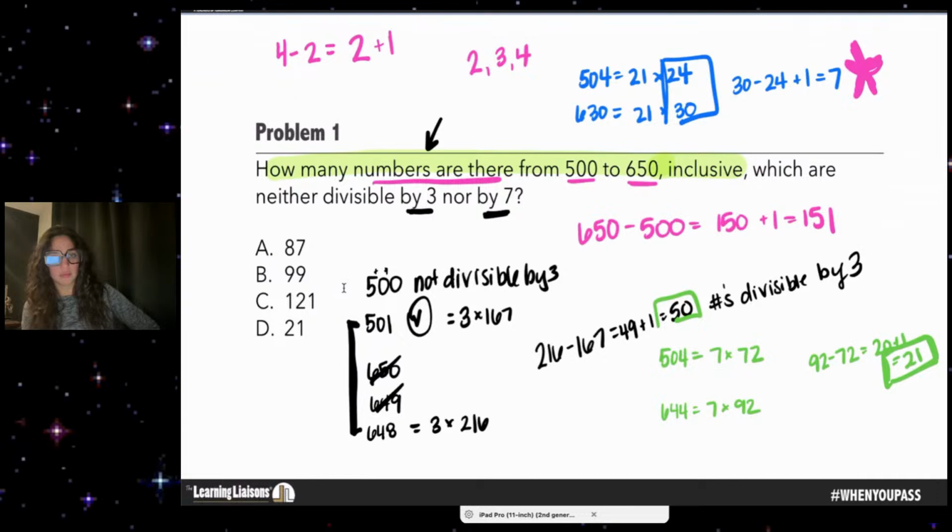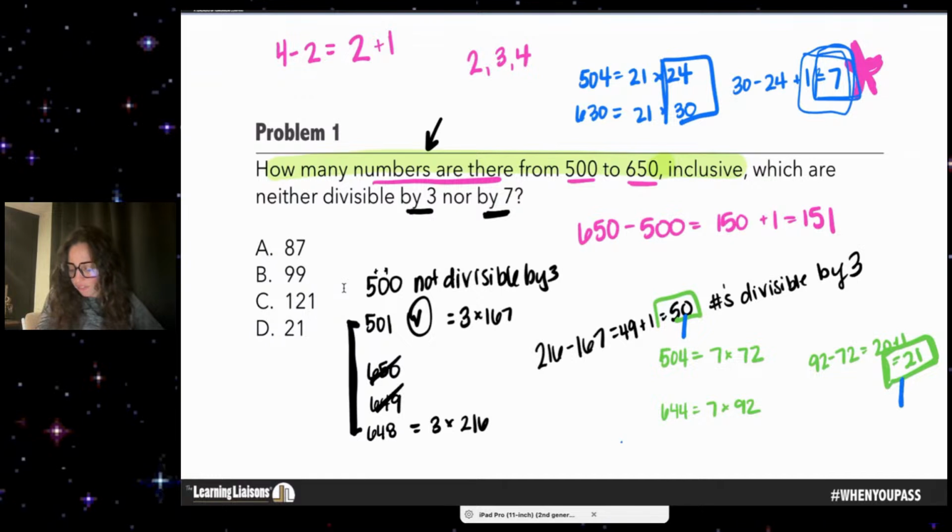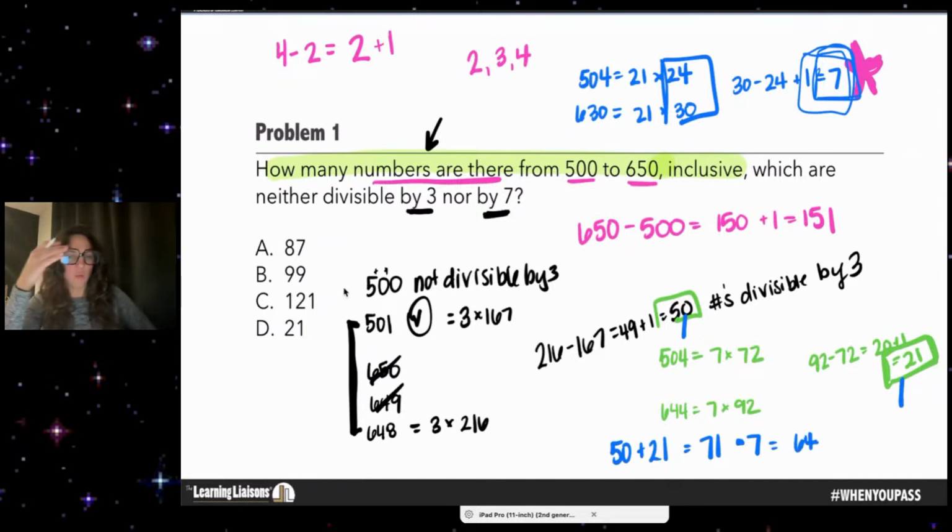So now what? Now I have to pull those 7 numbers out of my 50 and my 21. So I have 50 plus 21 equals 71, minus 7 equals 64. Now, I've solved this problem already once, but my original number was 87.